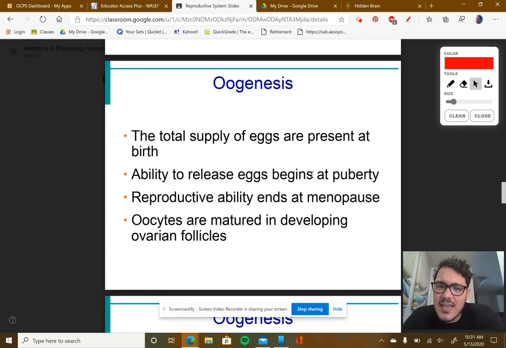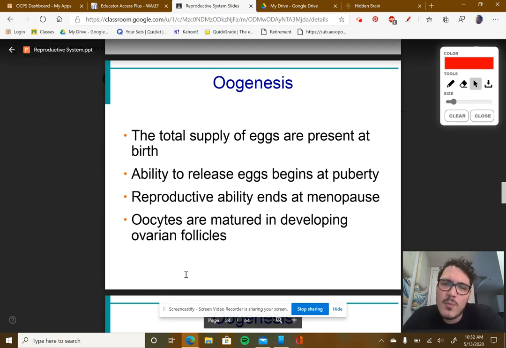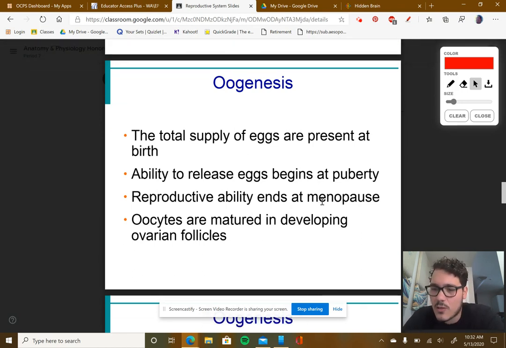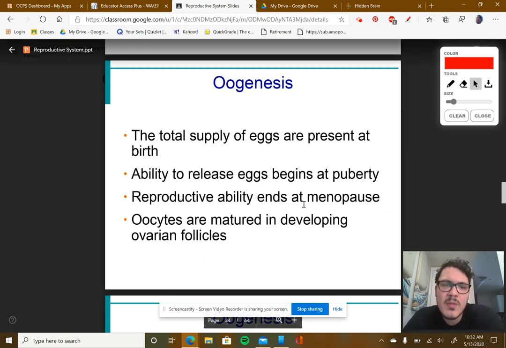The ability to release eggs begins at puberty. Reproductive ability ends at menopause. Again, we will discuss that a little bit more in detail. So as far as menopause, it is essentially the end of the sexual reproductive cycle for women. After a woman has gone through menopause, it is technically impossible for her to get pregnant. There are some very rare exceptions and some very rare cases that happen, but the whole idea is that there's no more eggs being secreted when menopause occurs.